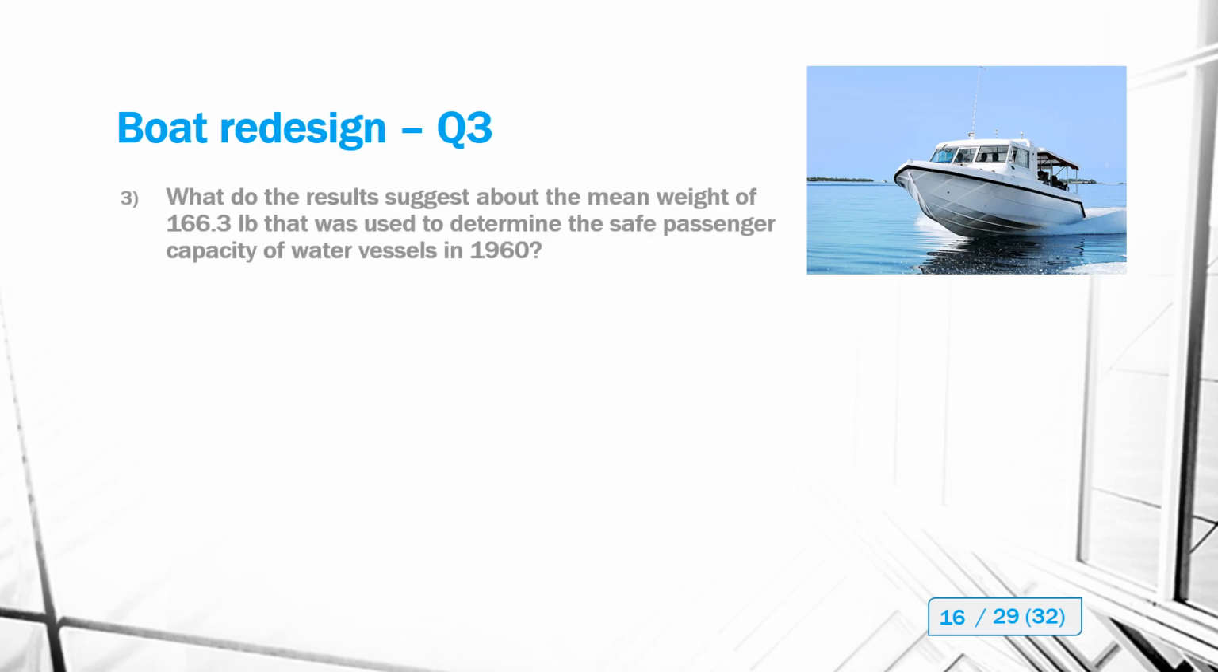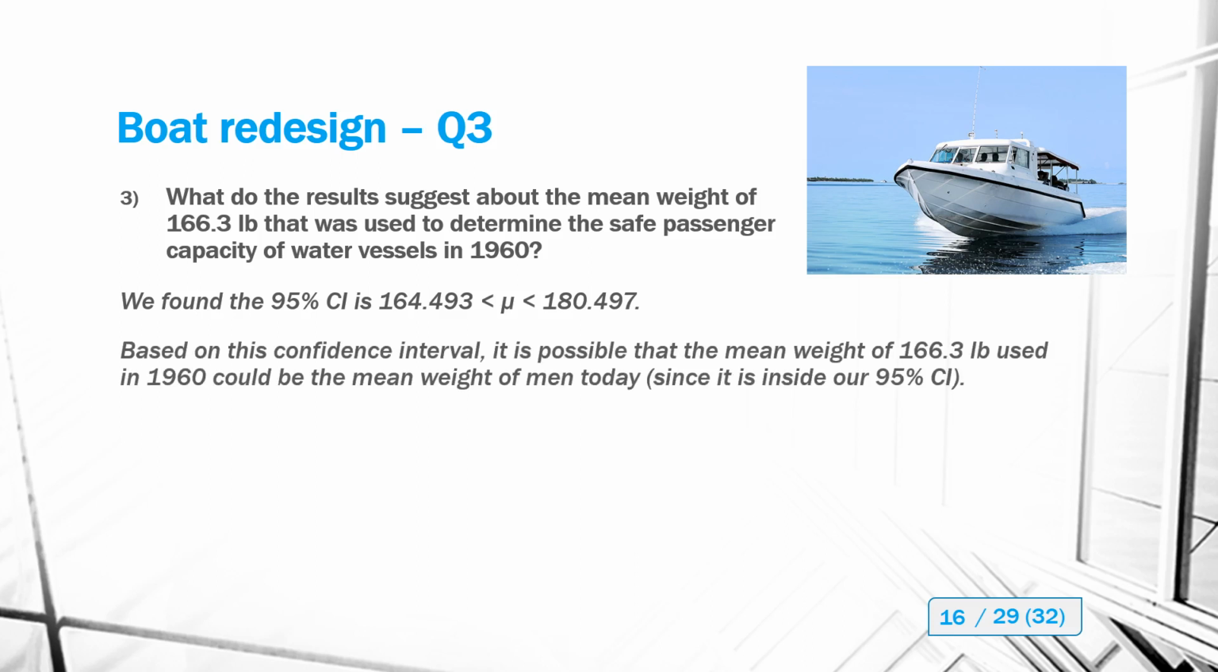Now, the third question we were asked: what do the results suggest about the mean weight of 166.3 pounds that was used to determine the safe passenger capacity of water vessels in 1960? Well, we found on the previous slide that the 95% confidence interval is 164.493 to 180.497. So, looking at this confidence interval, it's possible that the mean weight that was used back in 1960 of 166.3 could still be the mean weight of men today. It's inside our 95% confidence interval.